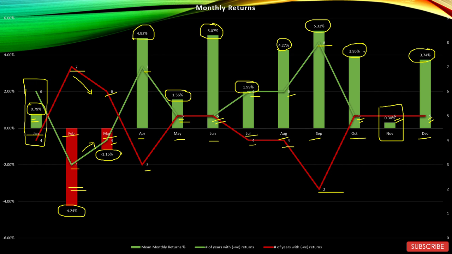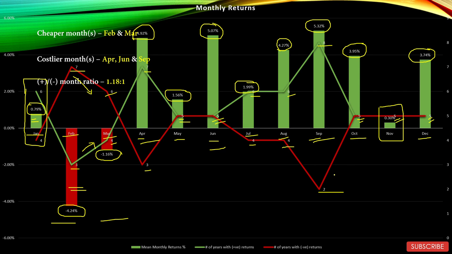So all in all, seems to be more of a defensive sort of sector by the look of this graph. Let's see the key takeaways. Cheaper months, February and March. So February and March, the only 2 months with monthly negative average return. Costlier months, April, June, and September. April with 4.92, June with 5.07, and September with 5.32%.